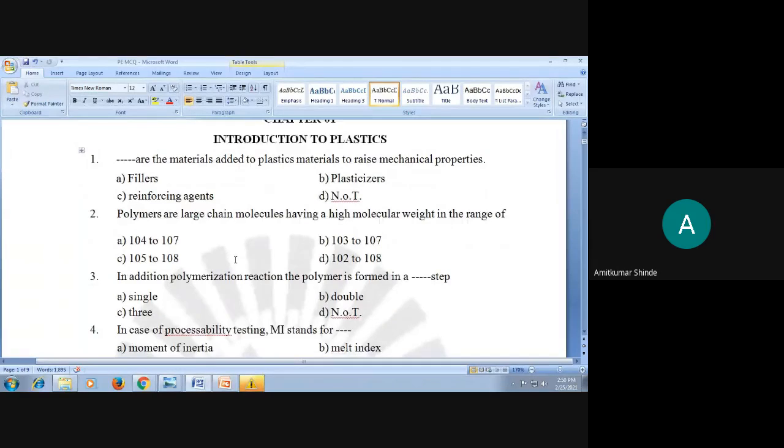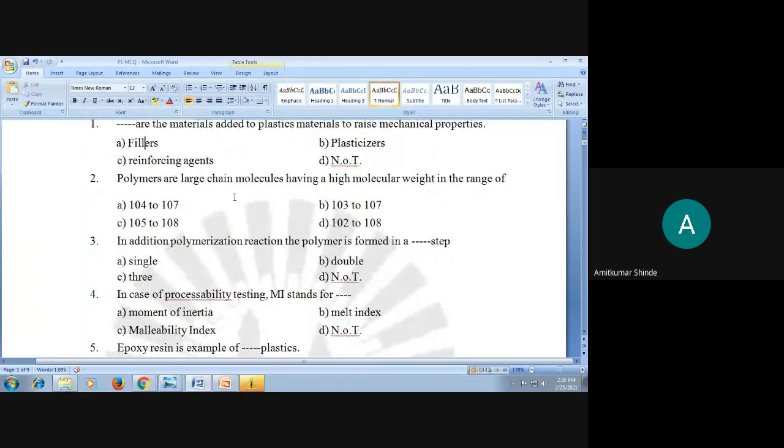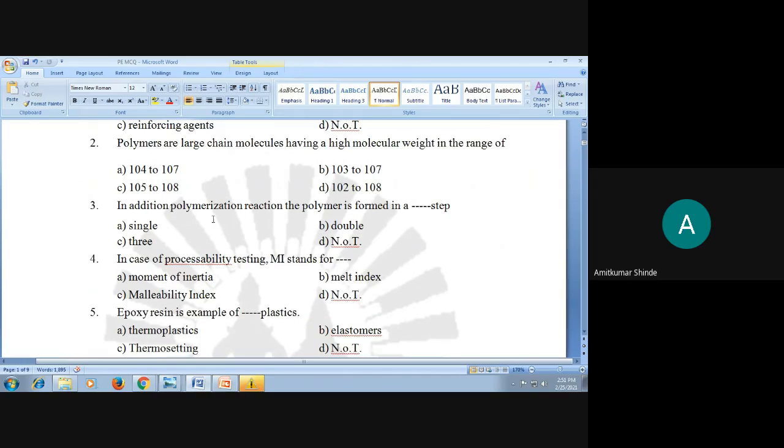And then polymers have large chain molecules, and their molecular weight will be in the range of 10^4 to 10^7. This will be the answer. This is not actually in your syllabus, I have just added this for your information only. And next, in addition polymerization reaction, polymer is formed in a single stage. In addition polymerization, a single stage will be there.